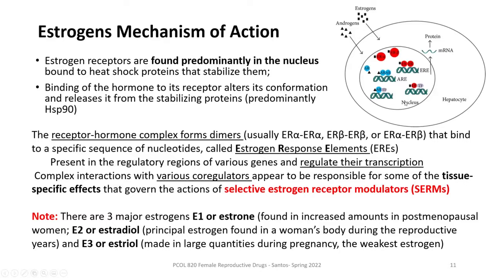You're going to notice throughout the lecture that I'm going to be referring to estradiol as E2. That is because there are three major estrogens. E1, which is known as estrone, which is found in big amounts during the postmenopausal period. E2, which is estradiol, the main estrogen found in a woman's body during the reproductive years. And E3, which is estriol, which is made in large quantities during pregnancy.